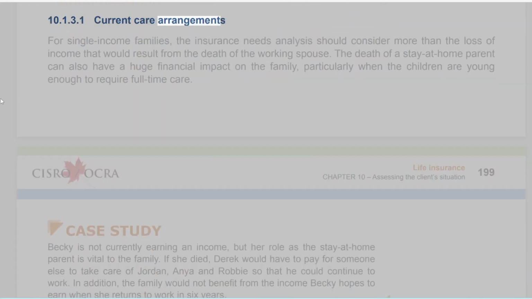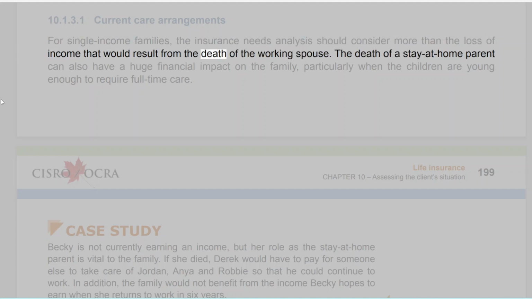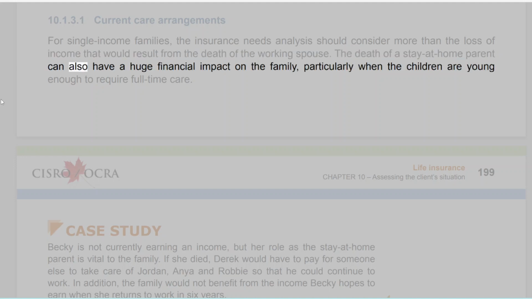10.1.3.1 Current care arrangements. For single-income families, the insurance needs analysis should consider more than the loss of income that would result from the death of the working spouse. The death of a stay-at-home parent can also have a huge financial impact on the family, particularly when the children are young enough to require full-time care.